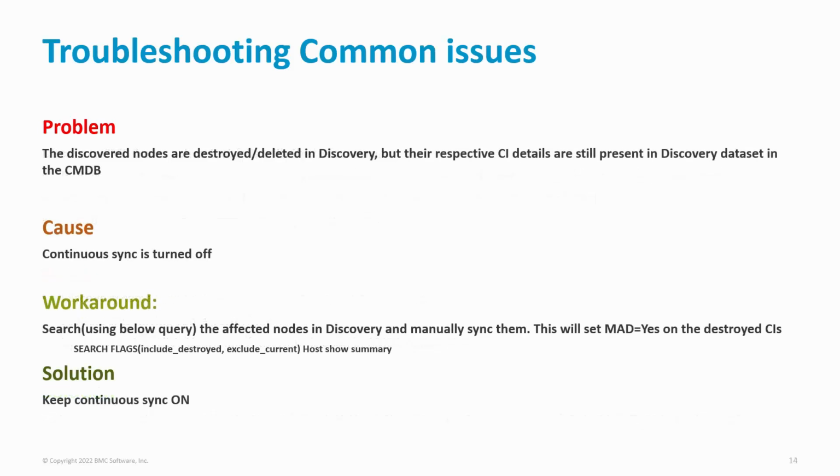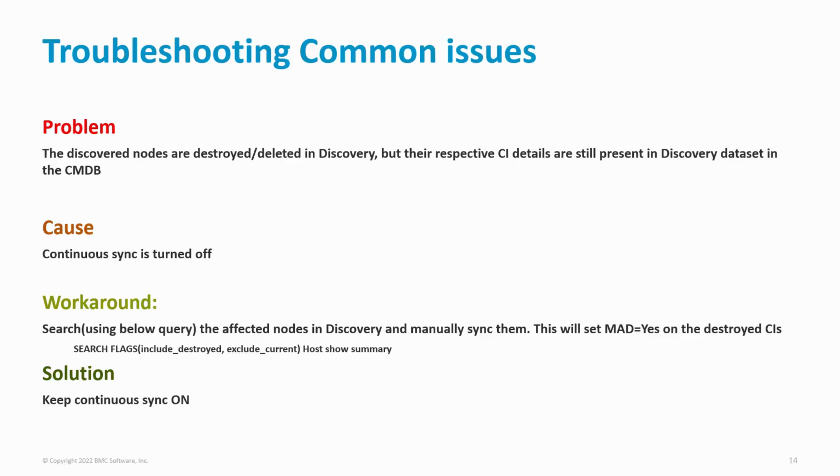The next issue is that CIs are destroyed in Discovery, but when you go and check those CIs in CMDB, you are still able to find them. The important point to note here is that whenever CIs are destroyed in Discovery, Discovery does not do a hard delete on those CIs in CMDB. For the deleted or destroyed CI, Discovery will send a flag which is marked as delete equals to yes on the CIs in CMDB. And that will only happen when the continuous sync is turned on.